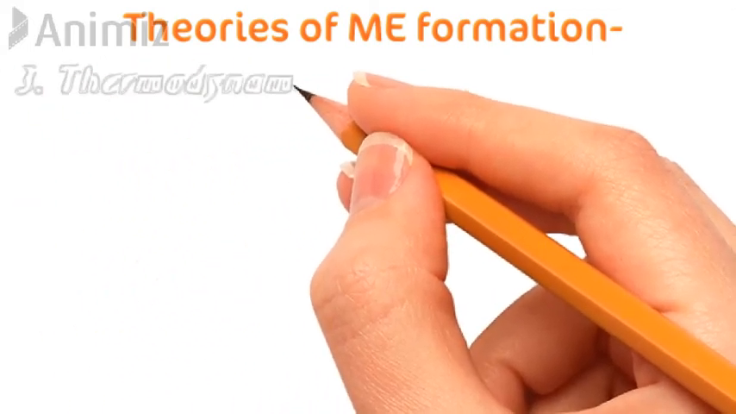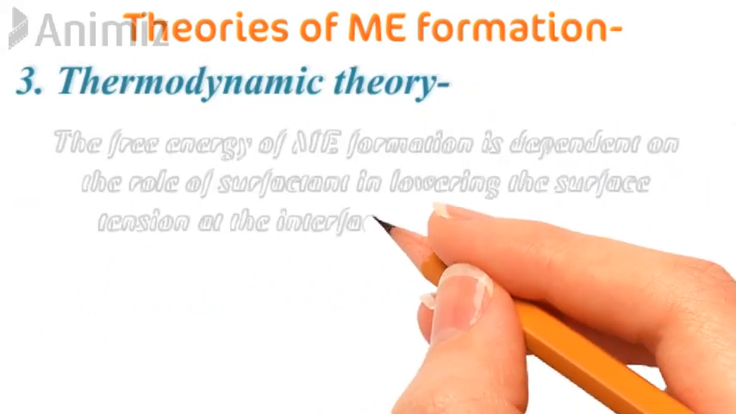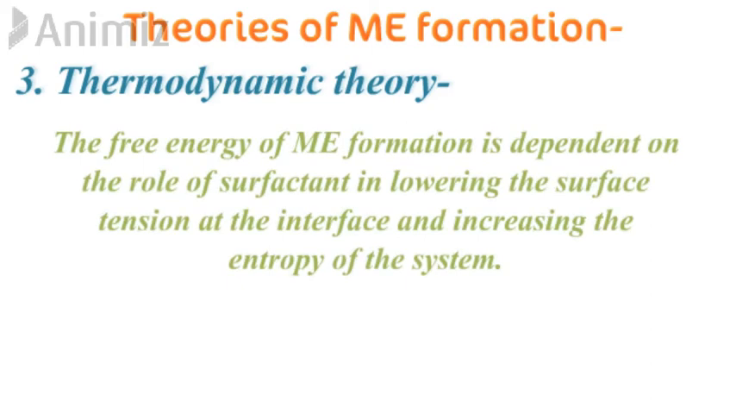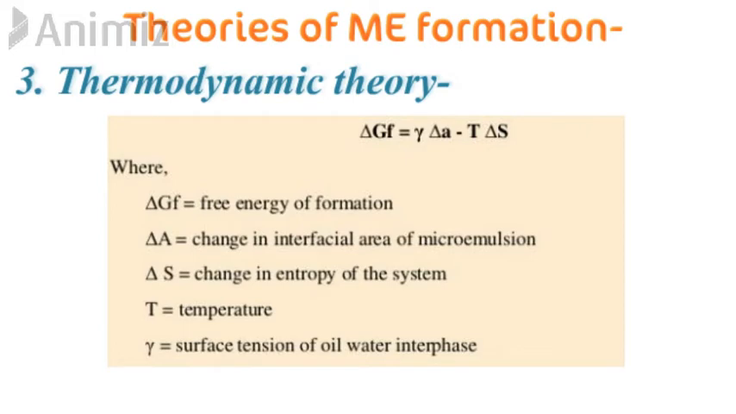The third theory is the thermodynamic theory, according to which the free energy of microemulsion formation is dependent on the role of surfactant in lowering the surface tension at the interface and increasing the entropy of the system. This is its equation, which says that the Gibbs free energy is equal to the product of surface tension and the increase in surface area minus the product of temperature and the entropy change.